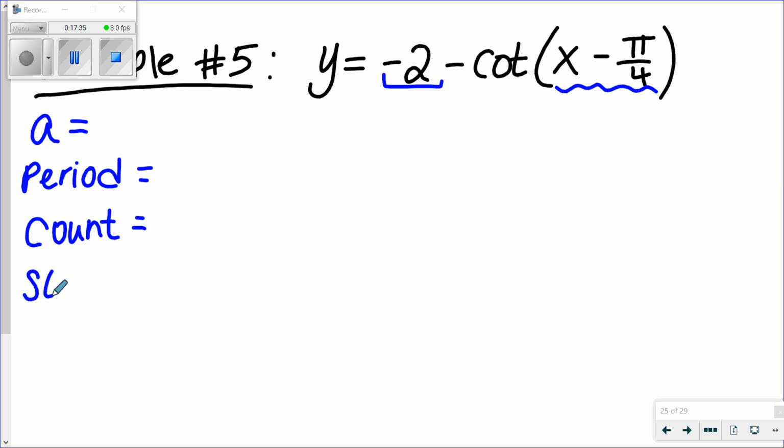We also need to, in this case, figure out where to start because we're no longer starting at 0, 0. Go ahead and pause and see if you can find these 4 things on your own.